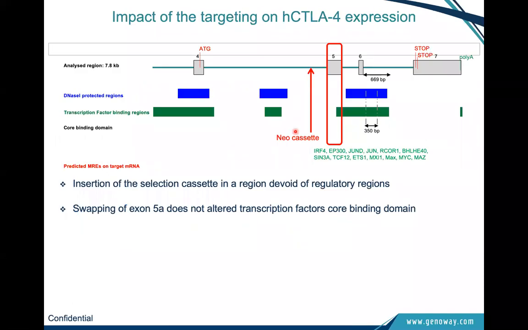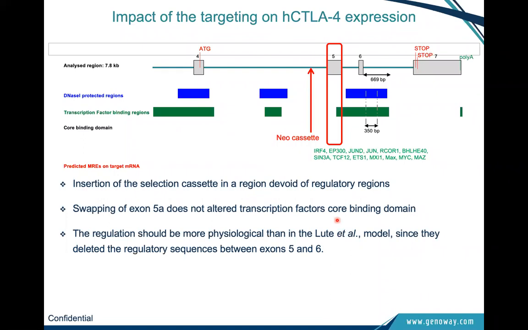How does our design differ from what has been reported in other papers? We humanized the extracellular domain of CTLA-4, and we did not alter any known regulatory elements. In the model that has been generated, they just removed the whole thing, and at the same time removed the transcription factor binding sites, which are here, which could potentially regulate CTLA-4. I'm saying that our design keeps CTLA-4 physiological expression.